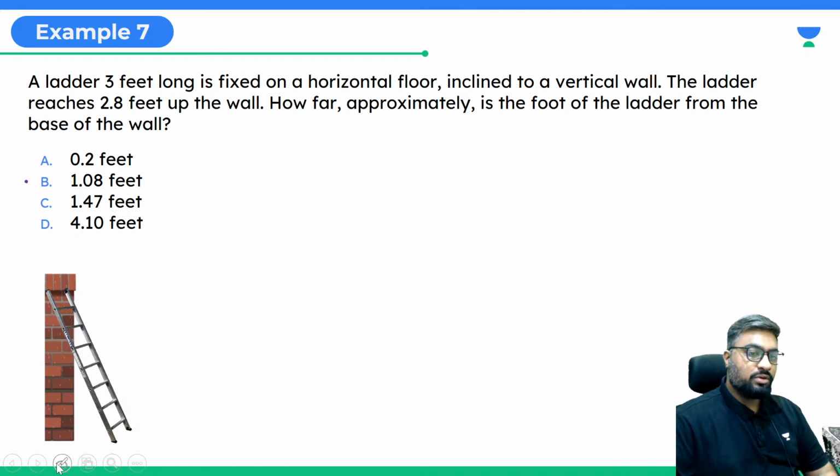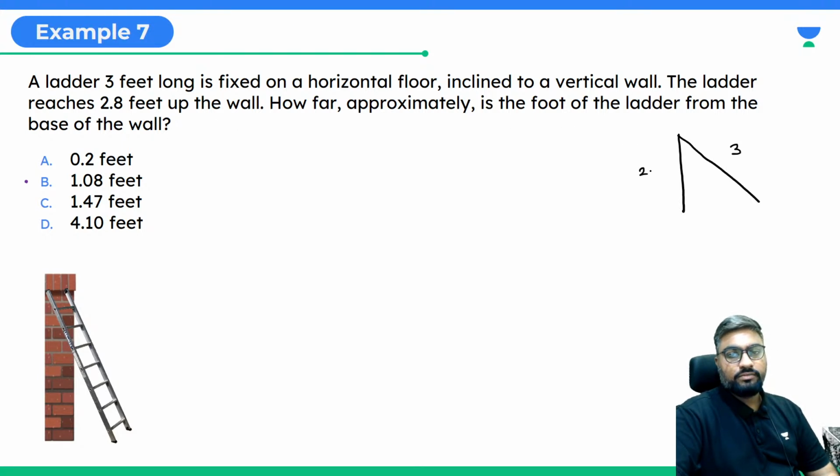Let's draw a two-dimensional figure of this. So there is a ladder. This ladder is 3 feet long, inclined to a vertical wall. So there is a vertical wall which is 2.8 feet long. Yes, they're saying how far approximately is the foot of the ladder from the base of the wall. This is base of the wall, this is foot of the ladder. They're asking this length.